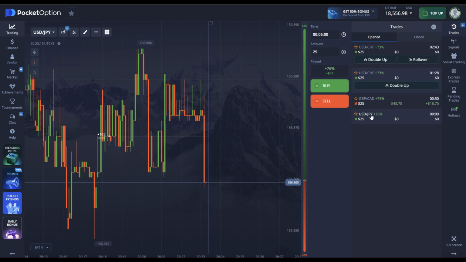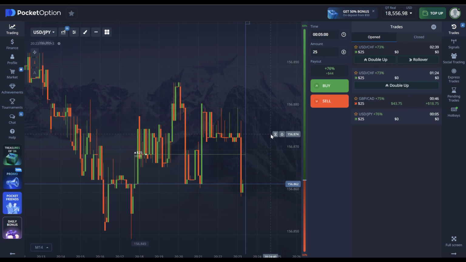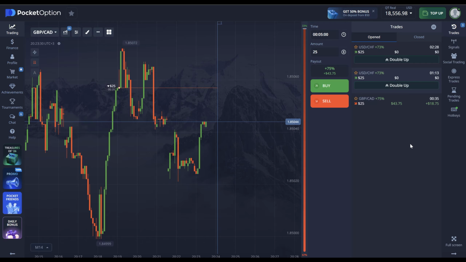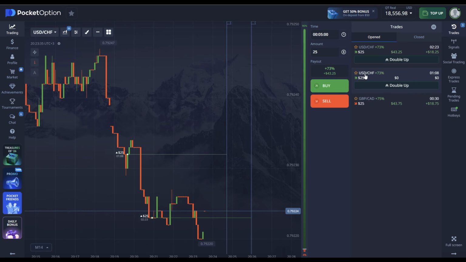So we had 10 seconds left on the dollar-yen pair. The price suddenly jumped against my entry point, and it looks like this trade will be a loss. Yes, that's exactly what happened. And the price jumped back again. Well, that happens too. British pound Canadian dollar. Half a minute left. There's still plenty of time here.